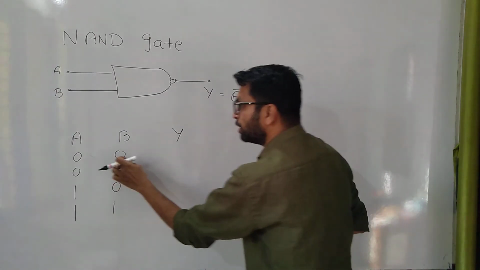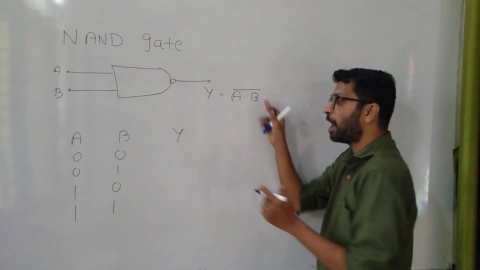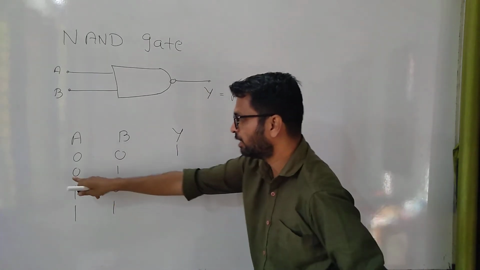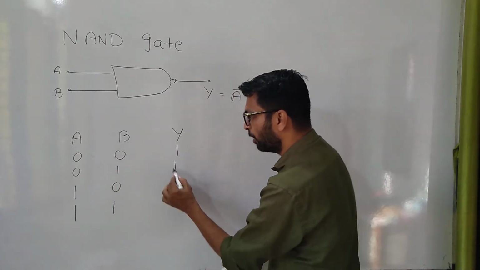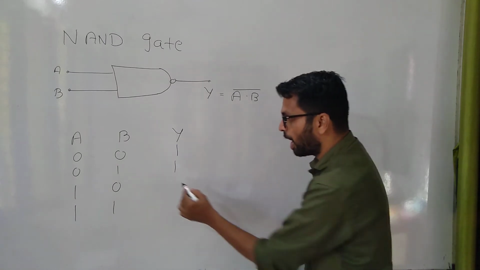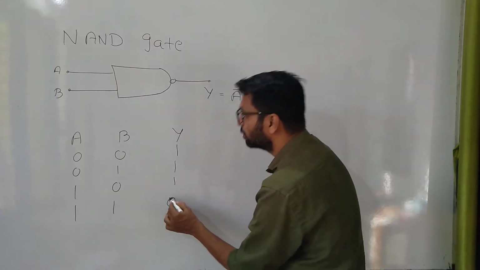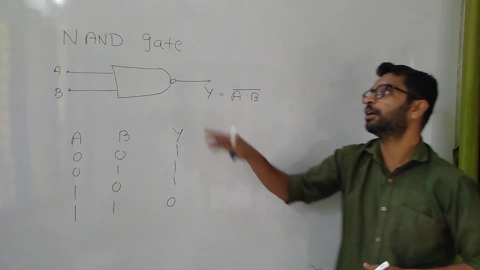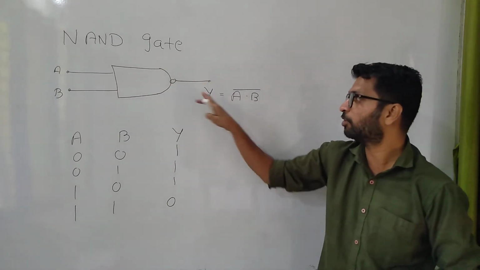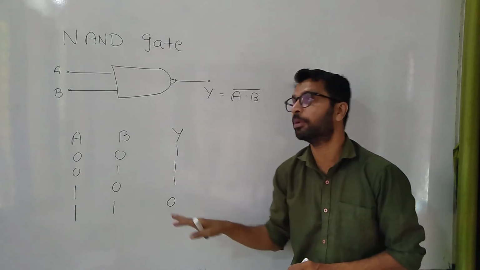So 0 into 0, that is 0, but 0 bar is 1. Again 0 into 1, 0, 0 bar 1. 1 into 0, 0, 0 bar 1. 1 into 1 is 1, but 1 bar is 0. So this is the NAND gate Boolean equation, symbol and truth table.